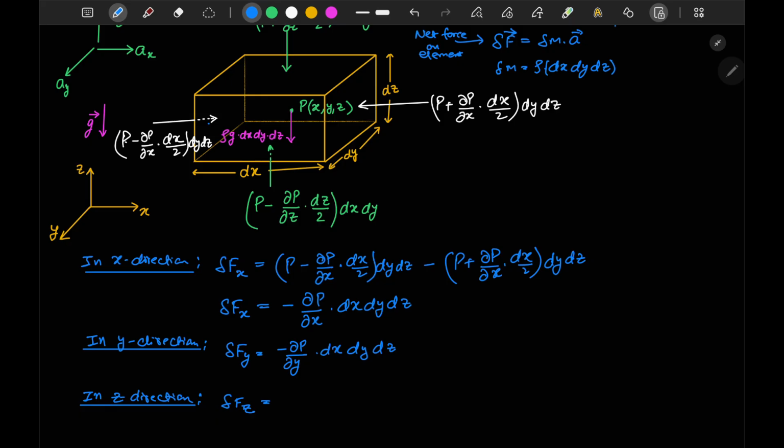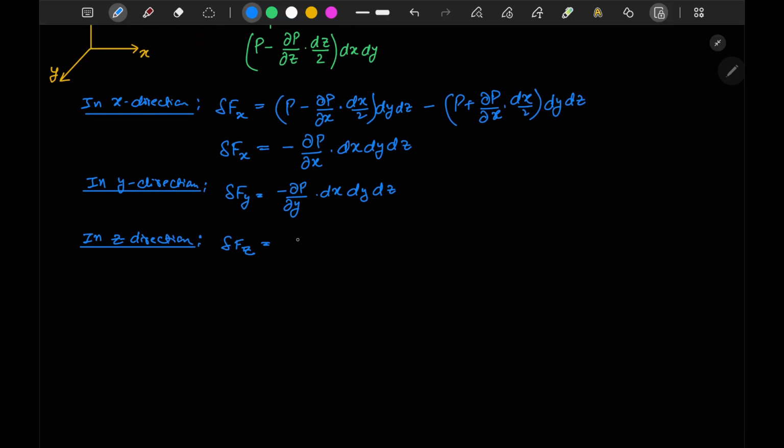Now this will be this force minus this force minus the acceleration due to gravity. So this term will remain the same, that is del p by del z times dx dy dz. And there will be an additional term, which will be minus the weight, that is rho g times dx dy dz.